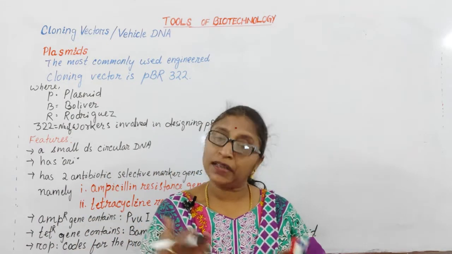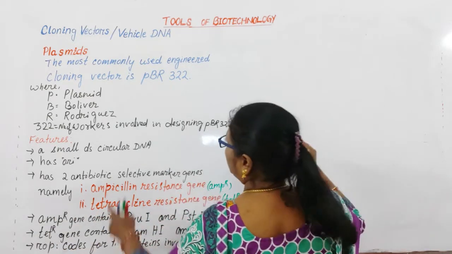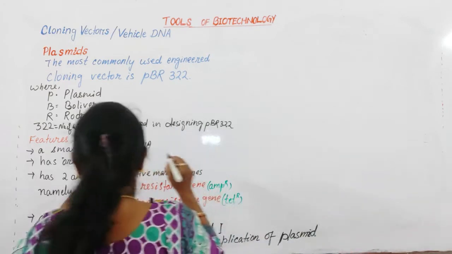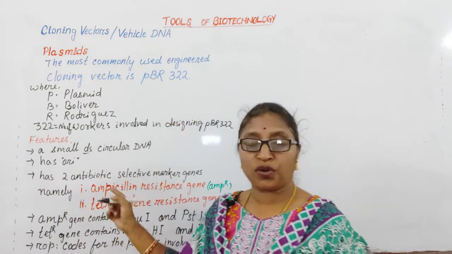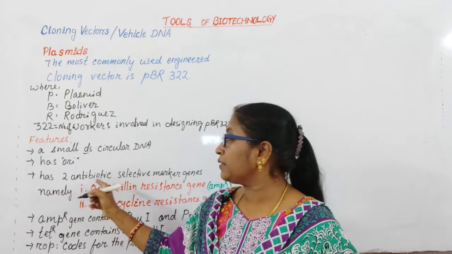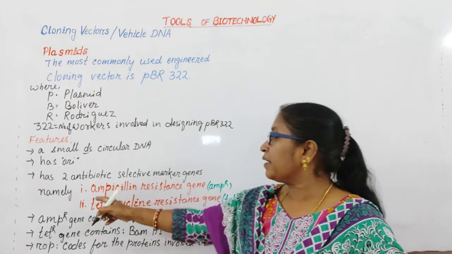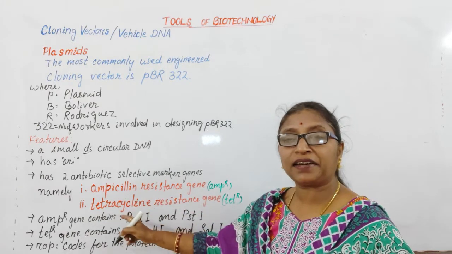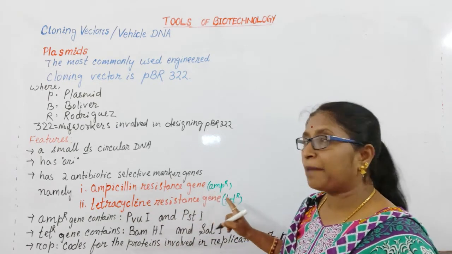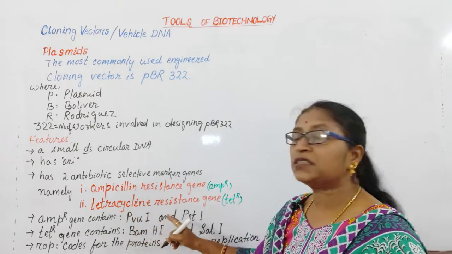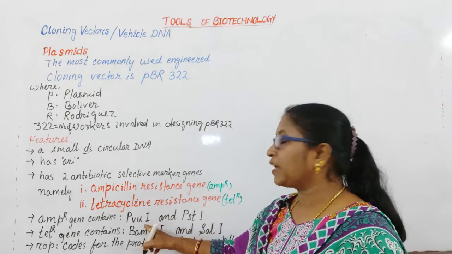The designed plasmid pBR322 is, as we know, a small double-stranded circular DNA, with an origin of replication and two antibiotic resistance genes, which are selective marker genes. They are the ampicillin resistance gene and the tetracycline resistance gene, represented as AmpR and TetR. The AmpR gene contains PvuI and PstI sites. PvuI is Proteus vulgaris 1.